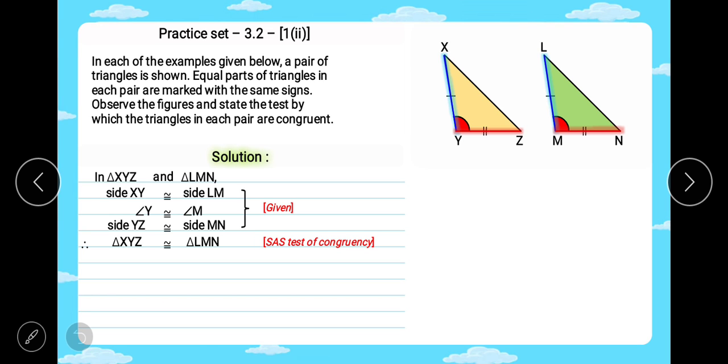Just practice this sum again and again. And if you have any doubt, you can ask in the comment section.